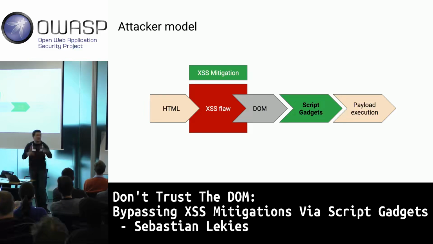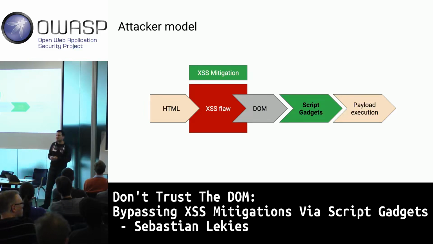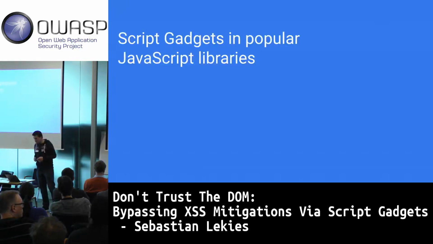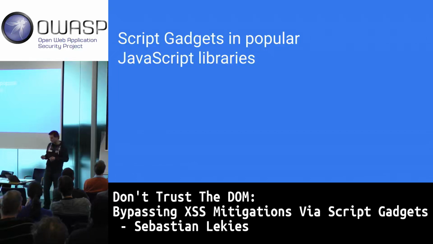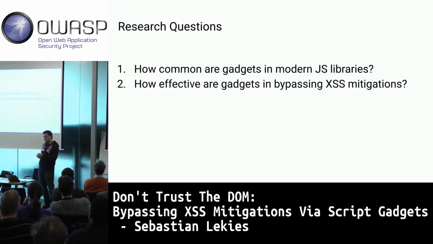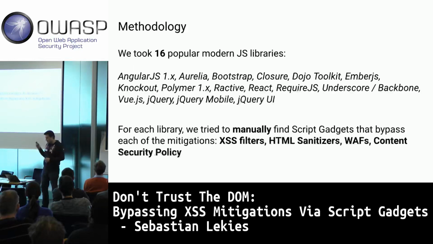And then we were thinking, how widespread is this? How often do script gadgets exist in pages? Is this like an isolated issue, or is this like a bigger issue? So what we did is we did a quantitative manual analysis of popular JavaScript frameworks. And we wanted to answer two questions. First, how common these gadgets are in modern JavaScript libraries, and how effective are they in bypassing XSS mitigations. So we compiled a list of 16 popular libraries.